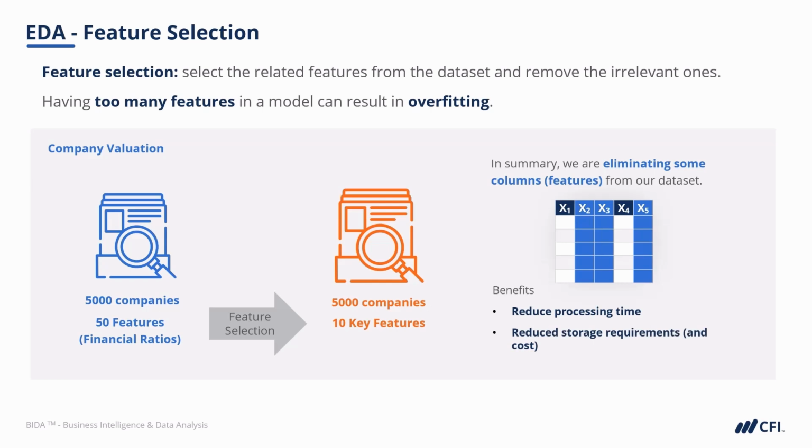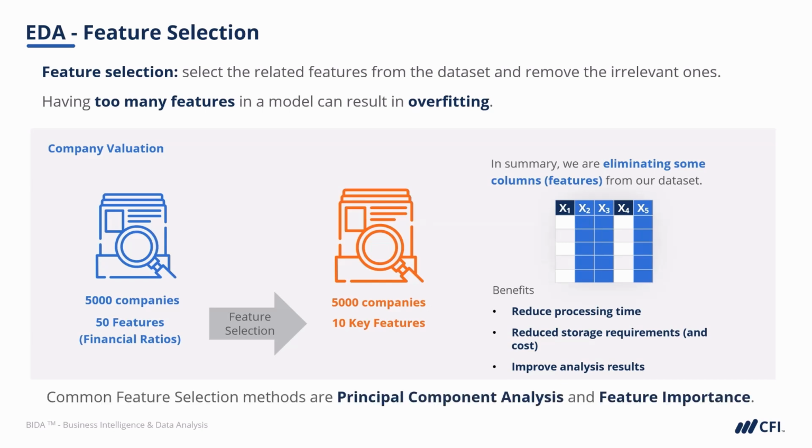Storing data costs money. And so although storage is becoming cheaper and cheaper, we have to at least consider the costs of collecting and storing that data. Finally, the hope is that by reducing the number of features and focusing on the key ones, we actually improve the results of our analysis. We reduce overfitting and produce a model which better generalizes patterns. Common feature selection methods are PCA or principal component analysis, which we saw earlier, and feature importance.